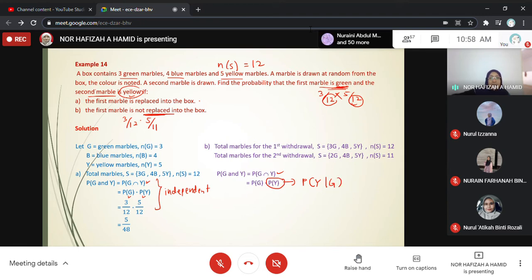So kalau dependent makna probability of G, probability you dapat green, so still 3/12. Tapi untuk yang second ni, dia dah jadi probability untuk Y dapat yellow given green. Sebab probability untuk yang second ni, dia depends pada probability yang ini. Sebab dia ambil satu, so dia jadi reduce 11. Sebab tu kita panggil yang ini as dependent event. Okay, so ni betul kan eh? Dia probability of G times with probability of Y given G. Okay, so you have 3/12 times with 5/11. So answer dia 15/132.